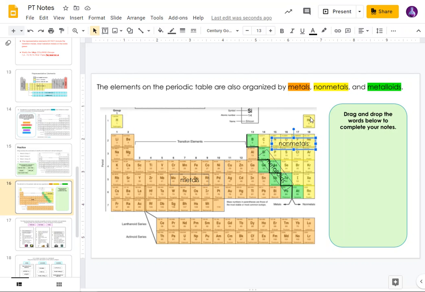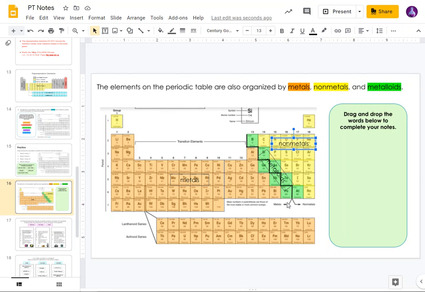So hydrogen, helium, and then all the other ones over here to the right of the staircase are considered to be nonmetals. The ones left of the staircase and down below, because really these two rows insert right here, make the periodic table very wide. Those are all considered metals, and then these ones on the staircase.